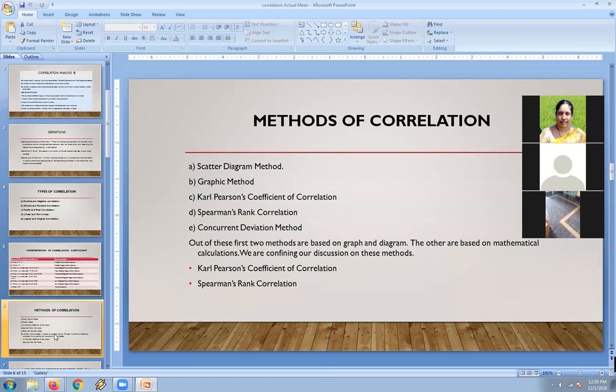In the case of correlation, we have different methods, but according to your syllabus, you have to study only Karl Pearson's coefficient of correlation as well as Spearman's rank correlation. There are 5 methods of correlation: scatter diagram method, graphic method, Karl Pearson coefficient of correlation, Spearman's rank correlation, and concurrent deviation method.